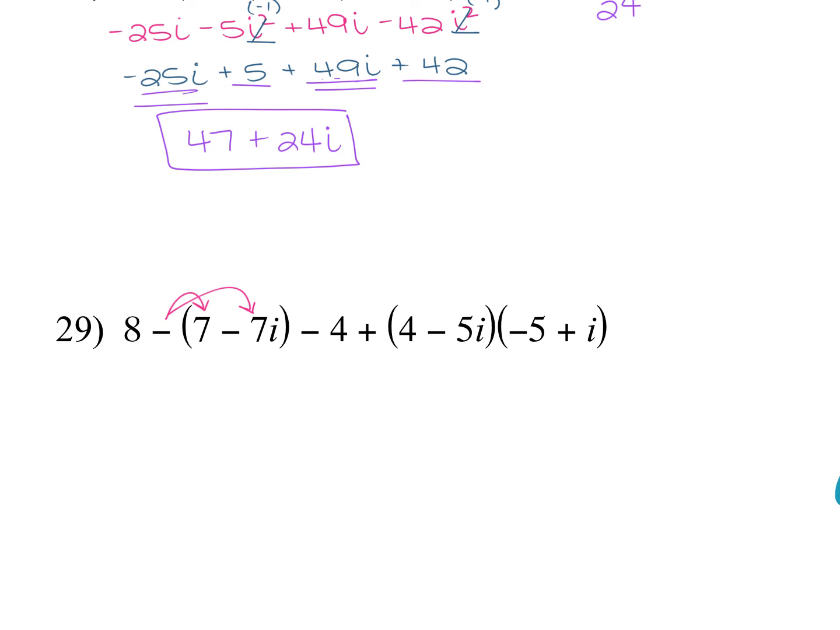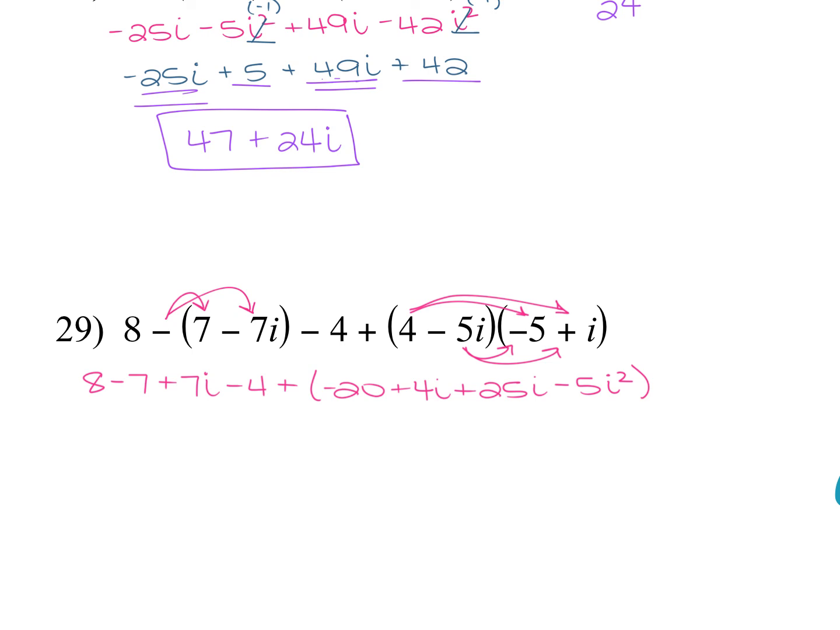So this is going to give us 8 minus 7 plus 7i minus 4 plus the 4 times negative 5 is negative 20. 4 times i is 4i. Negative 5i times negative 5 is positive 25i. Negative 5i times i is negative 5i squared. We're going to simplify what's inside those parentheses. So we can also combine like terms on the outside, but I haven't gotten there yet, so I'm going to work inside those parentheses first.